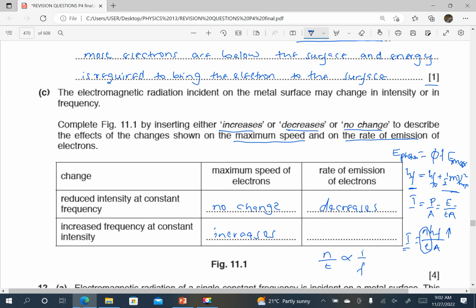Therefore, what does that mean? If the intensity does not change and we increase the frequency, it means there will be fewer photons incident on a given area. And although they have higher frequency, they are fewer. And if they are fewer, they will cause only a few electrons to leave the surface. Therefore, the rate of emission also decreases.